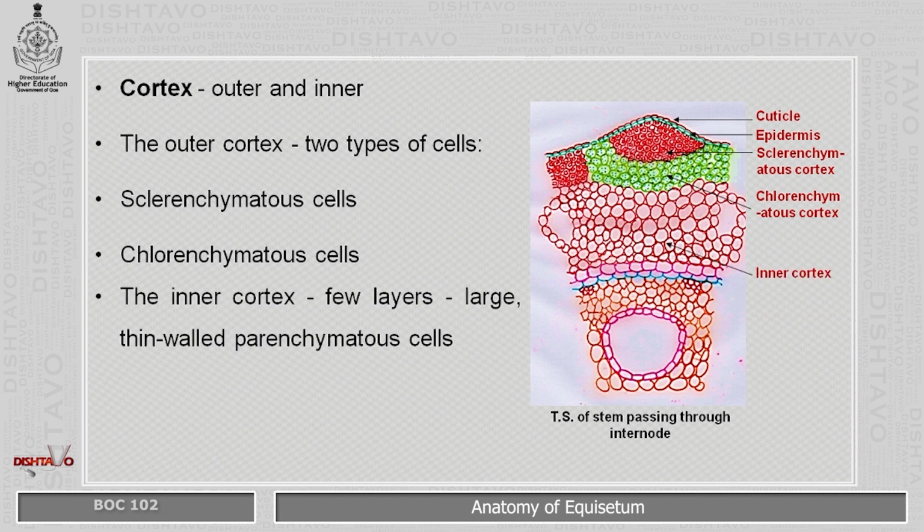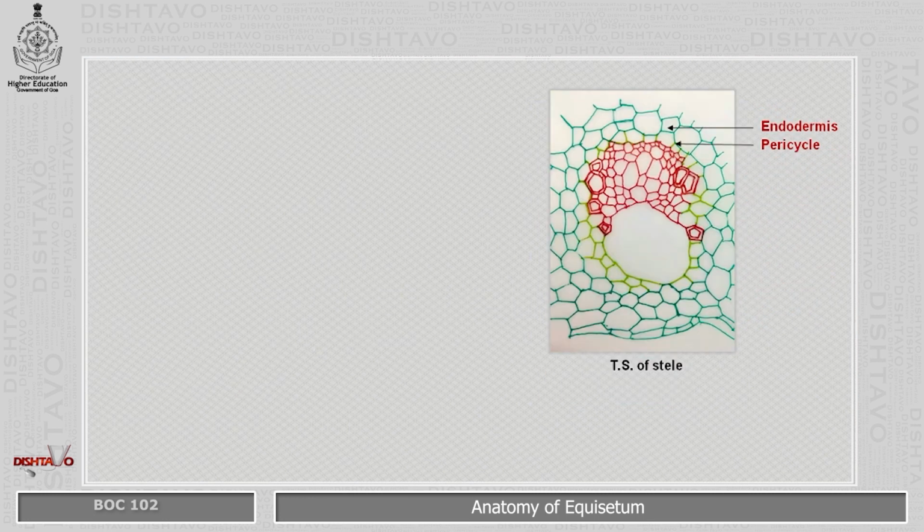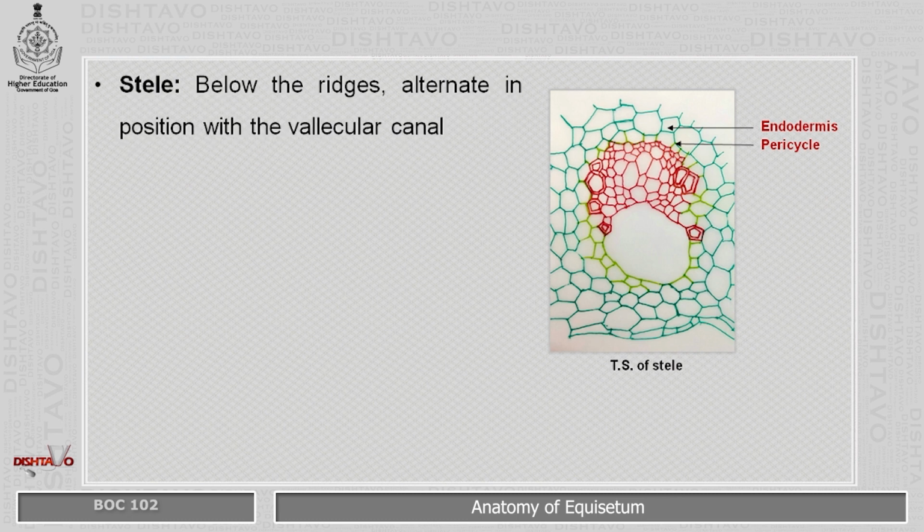There is a large air cavity in the inner cortex corresponding to each furrow and alternating with the ridges, known as vallecular canals. Endodermis is the innermost layer of the cortex, the cells of which contain Casparian strips. It is followed by a layer of pericycle. Below the endodermis, a single layered pericycle is present, forming the outermost layer of the stele.